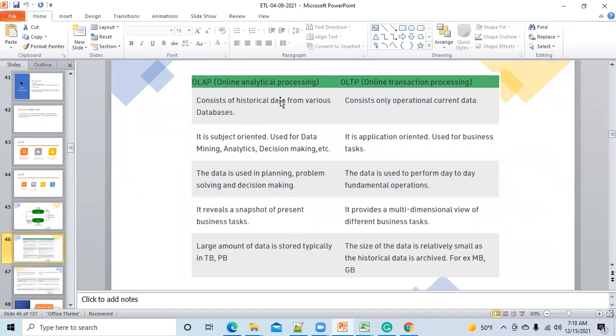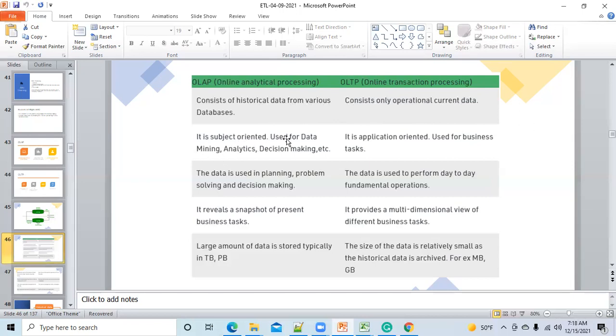OLAP consists of historical data, right? We have seen OLAP consists of historical data from various databases. Sometimes we have multiple databases, and from all the databases we will get data and load it into one data warehouse. So that consists of historical data. But OLTP consists of only operational, current data. This works only on operational or current or transactional data, right?